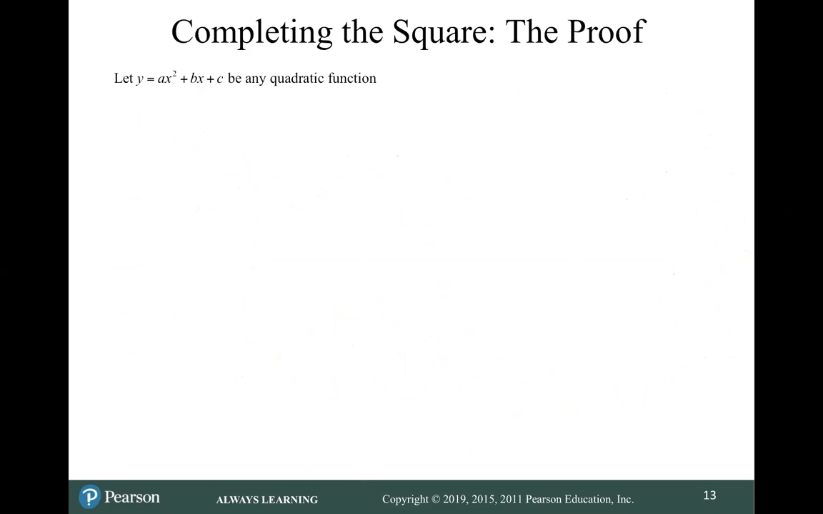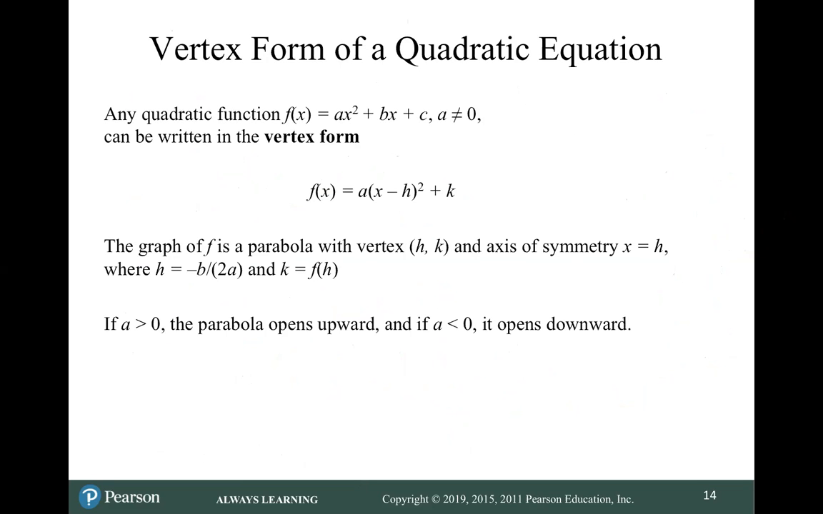So let's summarize. Vertex form of a quadratic equation. For any quadratic function, f of x equals ax squared plus bx plus c, where a is not 0, meaning it has to be quadratic, not linear, can be written in vertex form. f of x equals a times the quantity (x minus h) squared plus k. The graph of f is a parabola with vertex h comma k. That's why it's called vertex form.